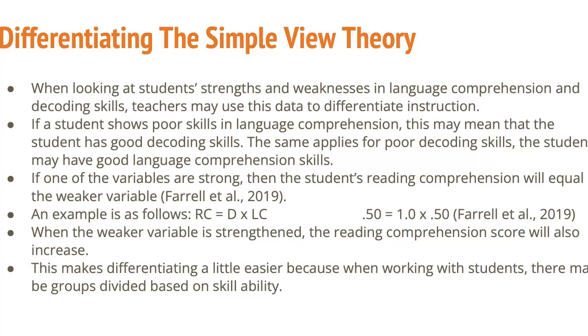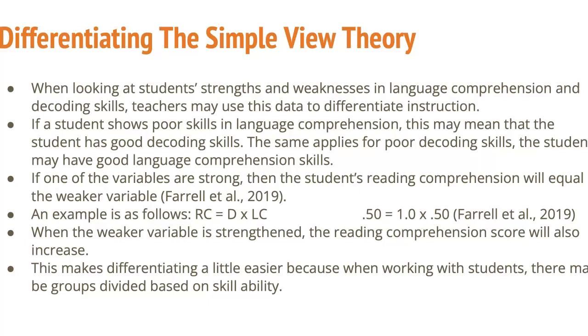So when an educator thinks about differentiating for the simple view theory, we must look at the strengths and weaknesses in language comprehension and decoding skills so that the teachers may use this data to differentiate instruction. If a student shows poor skills in language comprehension, this may mean that the student has good decoding skills. The same applies for decoding skills. If the decoding skills are poor, then the student may have a good language comprehension skill.